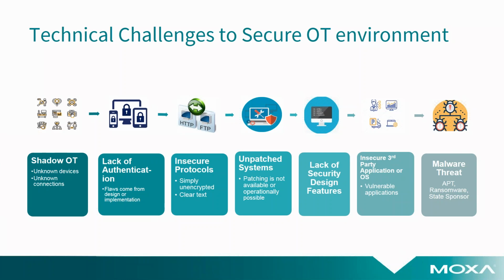Unpatched systems: we see a lot of older equipment, Windows 95 or earlier PCs out on the factory floor running various processes. Patches may not be available, or as I mentioned earlier, people are afraid to deploy them because they might break the process. Lack of security design features, we talked about. Insecure third-party applications: a lot of homebrew applications out there where the people may not have the skills or focus to make sure that they're secure.